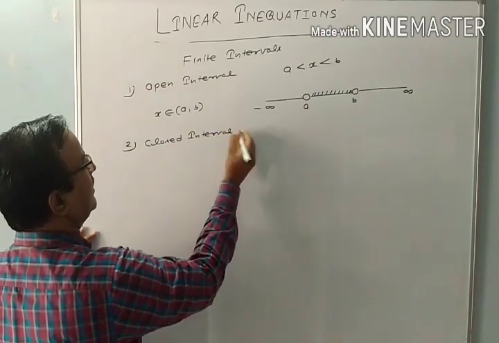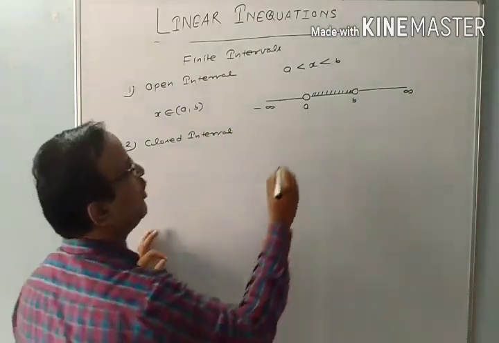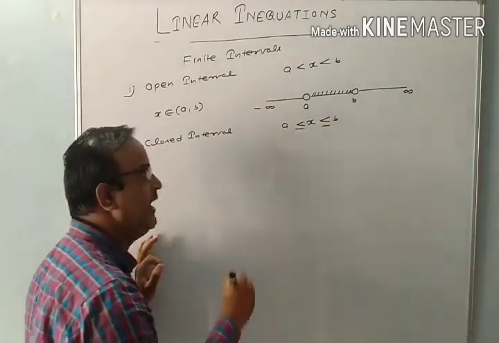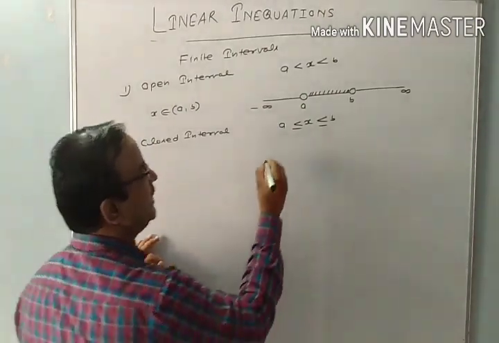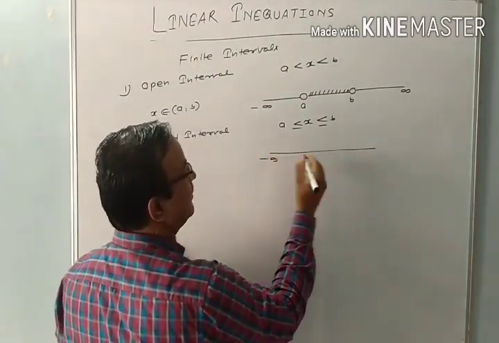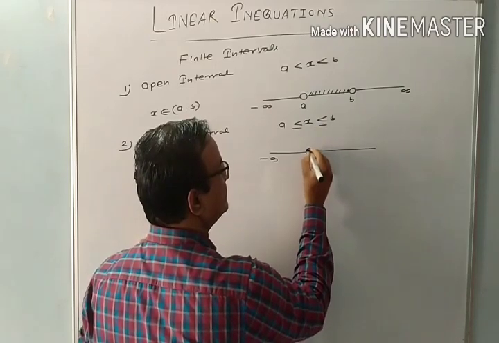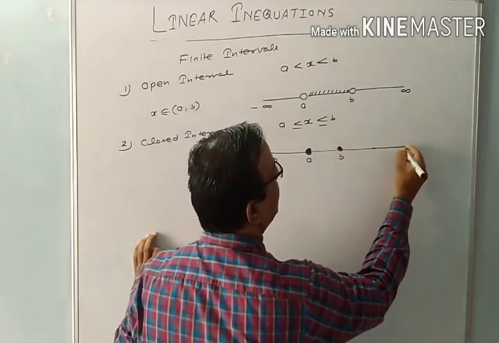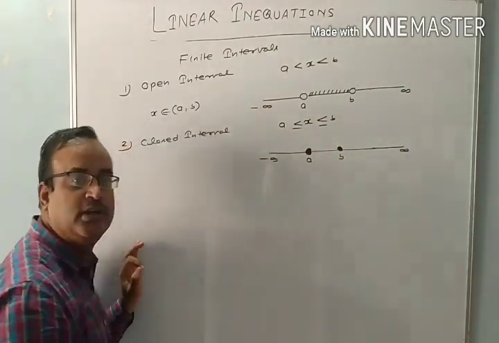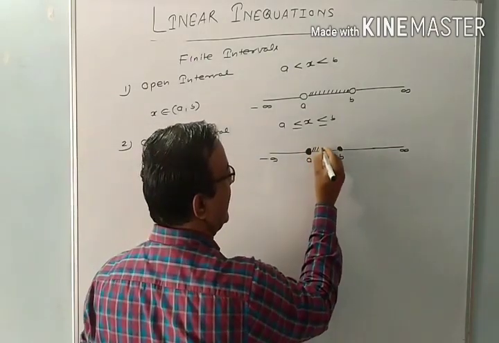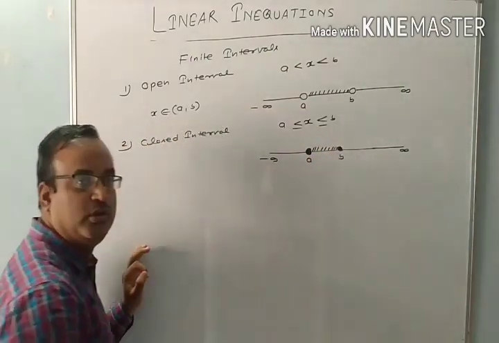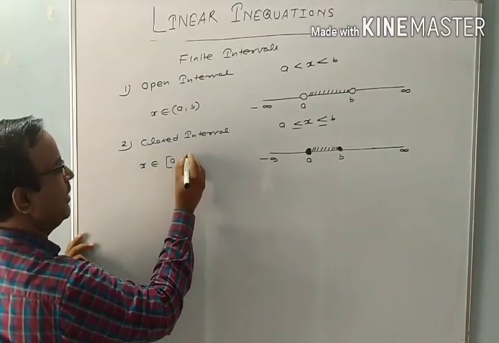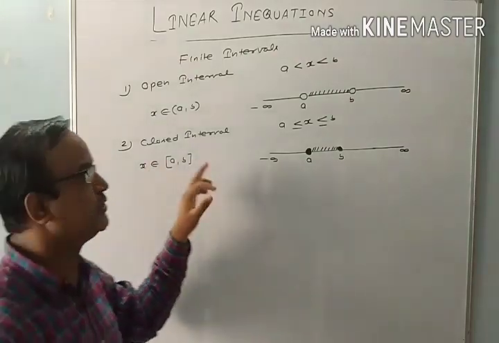Second finite interval is closed interval, where the value of x lies between a and b, x is equal to a and equal to b also. So when we represent it on the number line, we represent it a, b, dark circles representing that now we are including a and b both, and all the values of x lie between a and b, including a and b both, and we represent it x belongs to [a, b] with big brackets. So this is the symbol of closed interval.